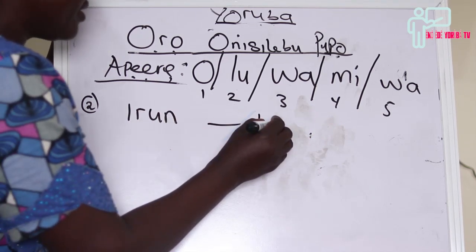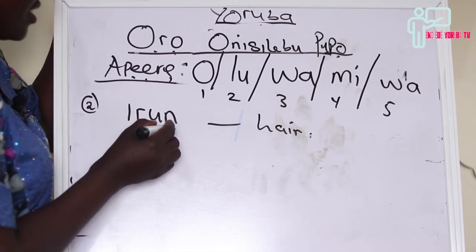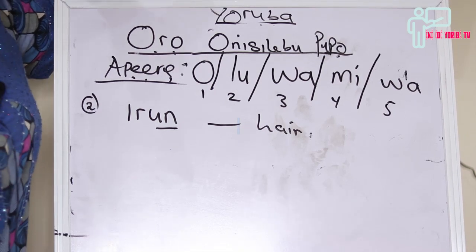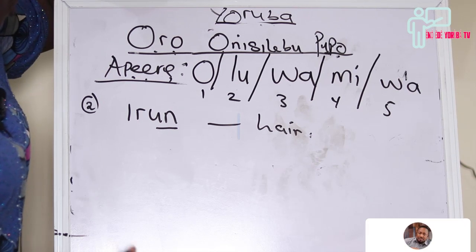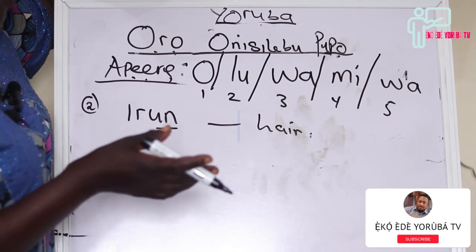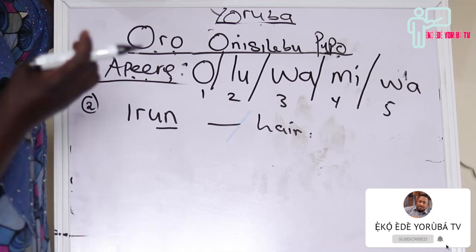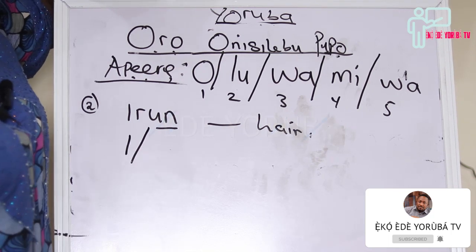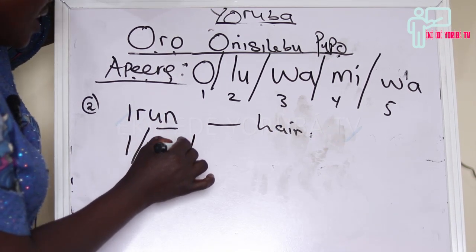Irun, hair, your hair. You can see that the way you call it is like when you have mucus in your throat. Irun. You call it 2 times. Irun. So it's like 2 syllables. Irun. You can see it.